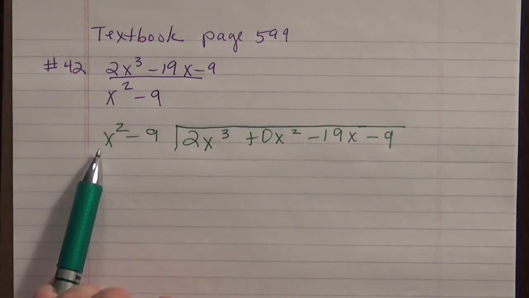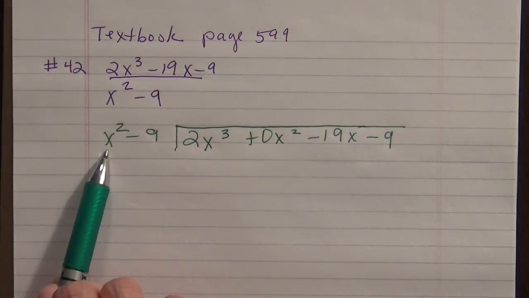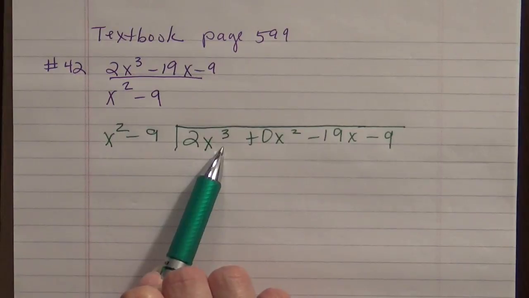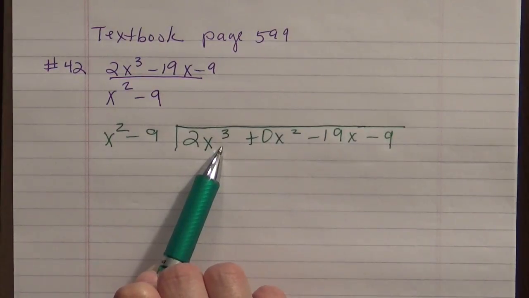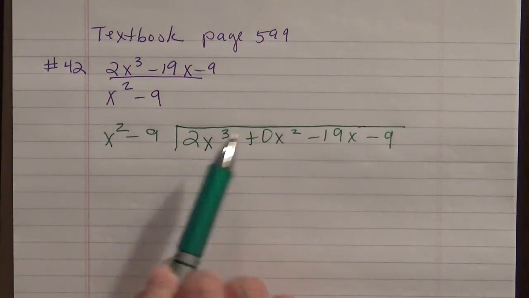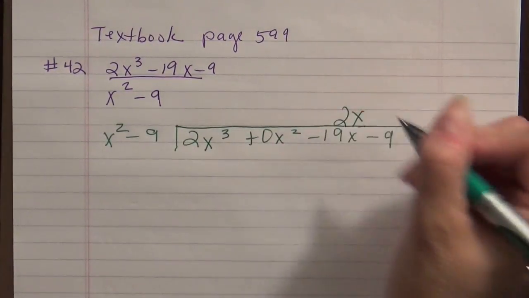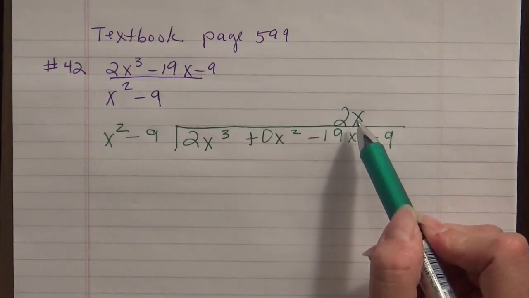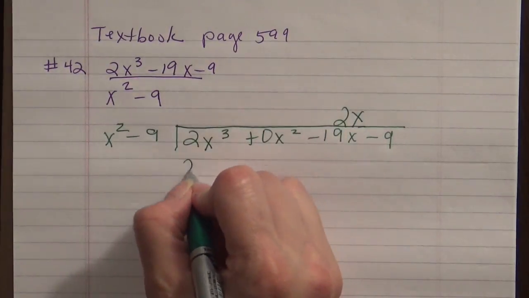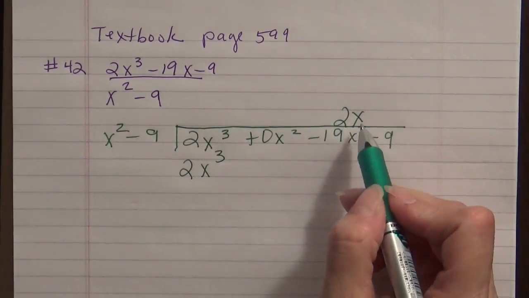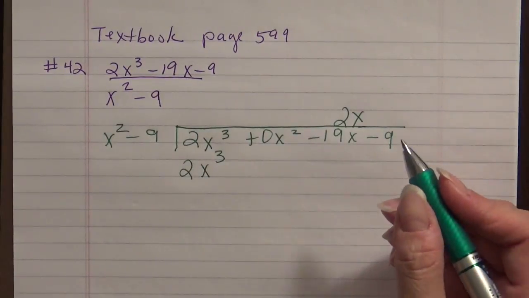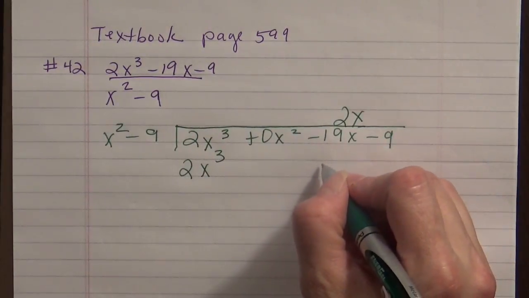So we start by looking at the first term on the outside, the x, or the first term of the divisor. What would I multiply x squared by to give me 2x cubed? I would need to multiply that by 2x. So 2x will go in this x to the first column. Multiply back: 2x times x squared gives me 2x cubed. 2x times negative 9 gives me negative 18x.